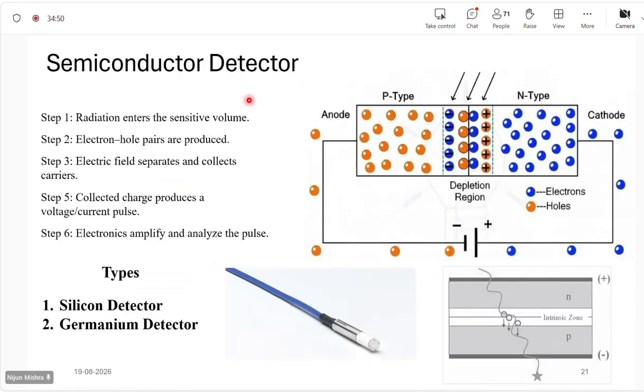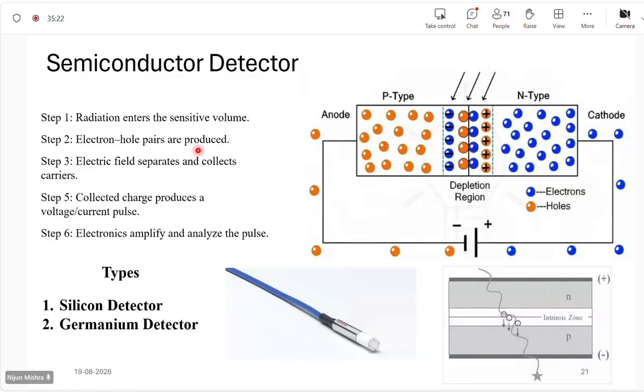Then we come to the semiconductor type of detector. Here, radiation enters the sensitive volume. Semiconductors are made up of p type and n type. When the p type and n type semiconductors come closer, they form a depletion region. This is the depletion region. This depletion region is the sensitive volume for a semiconductor type detector. So radiation entering the sensitive volume means radiation falls in the depletion region.